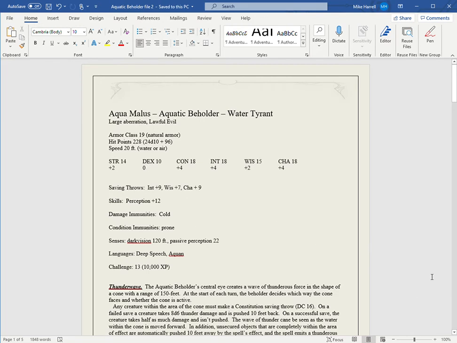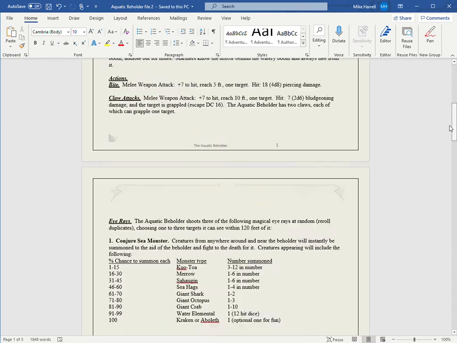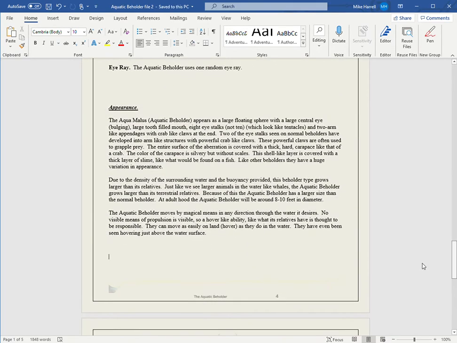Now before we get into all the stats and the particulars, let's look first at what this thing would look like. Everybody knows in general what a Beholder looks like. So how is this one going to be different? Let's see. So we start up here.